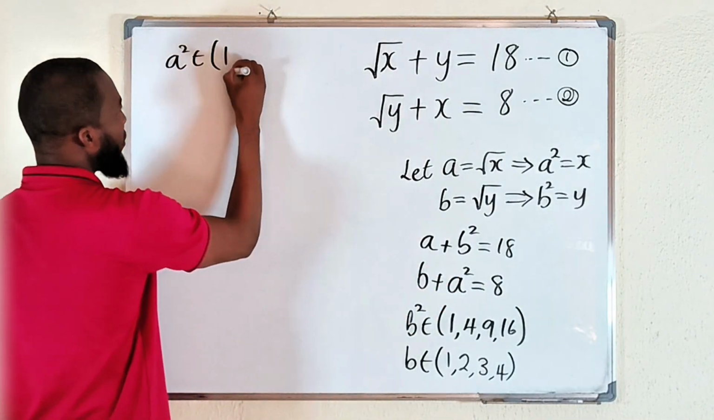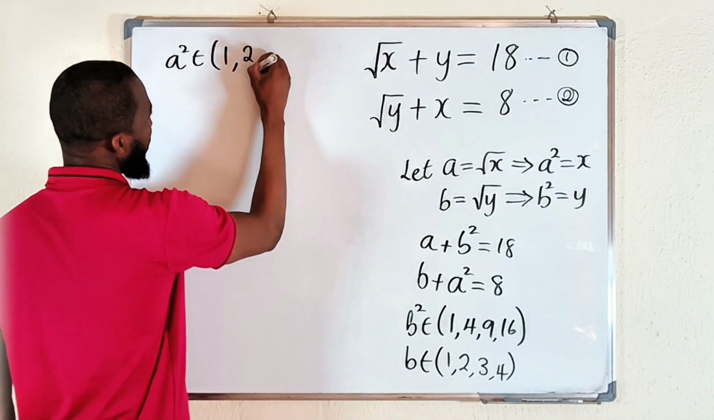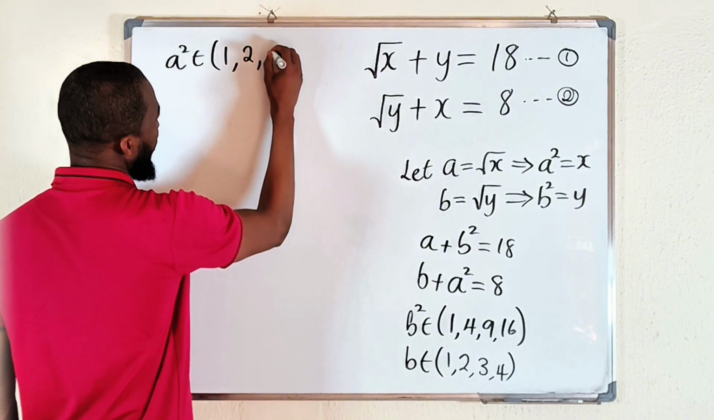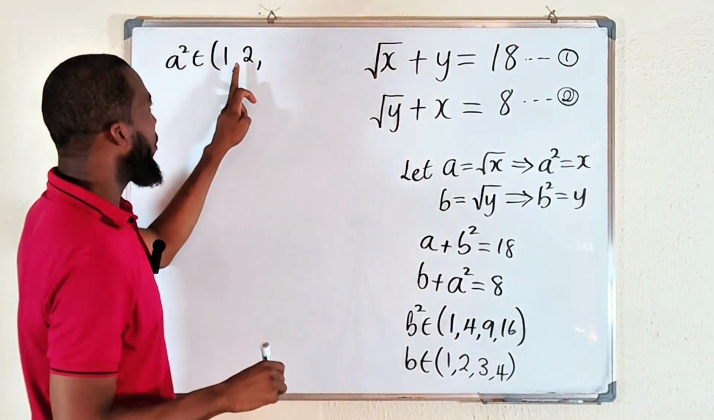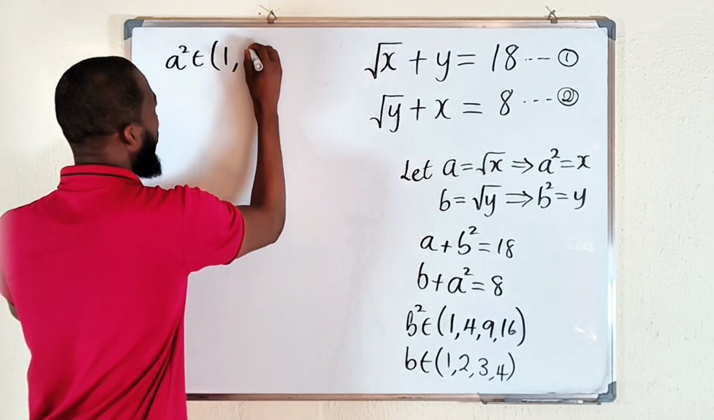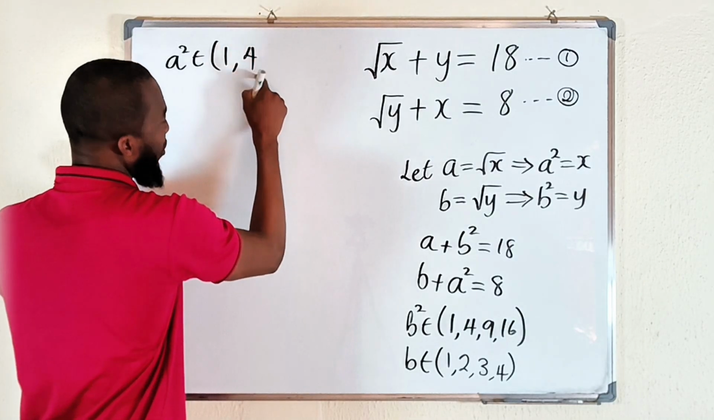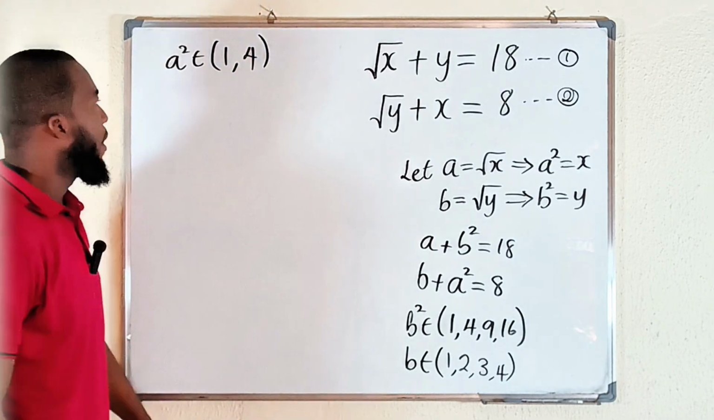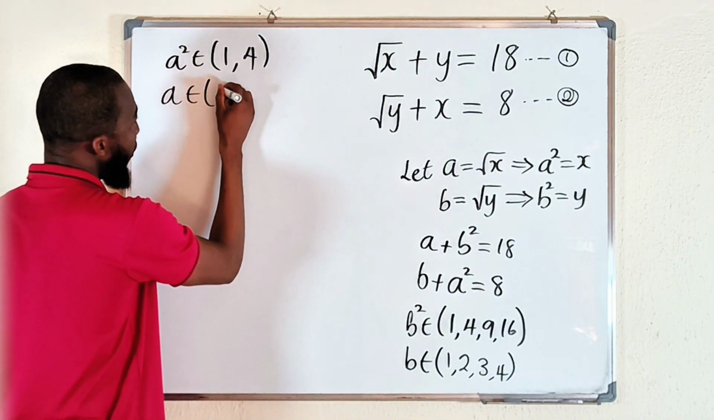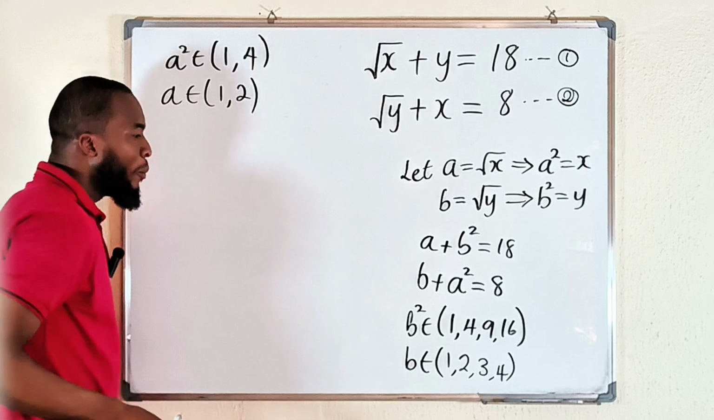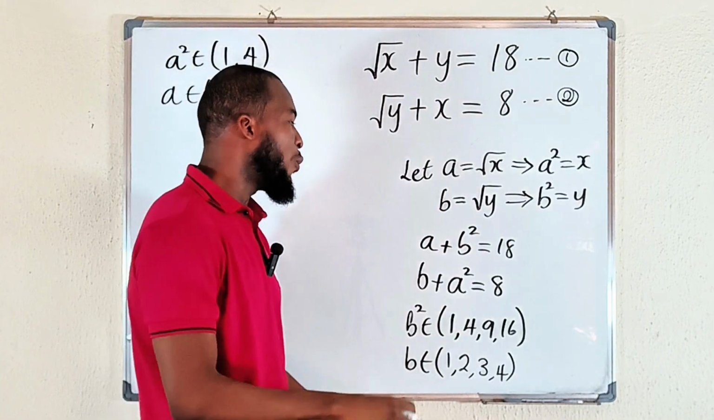So we have 1, we have 4. I think this is all right because 1 squared is 1, 2 squared is 4, 3 squared is 9, but we have to stop here at 1 and 4, which implies that a must be what? Either 1 or 2. But we are going to relate. How can we relate?